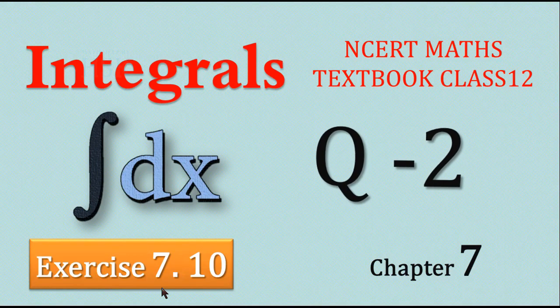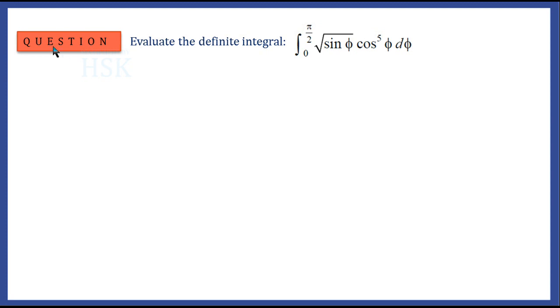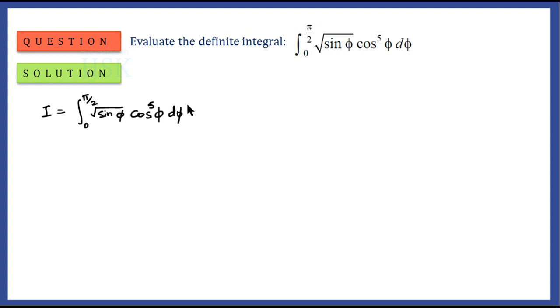Question number 2 of exercise 7.10. Now the question is, evaluate the definite integral, that is integration of square root of sin phi cos phi to the power of 5 d phi from the limits 0 to pi by 2. Now to solve this definite integral, we assume that the given definite integral is equal to I.